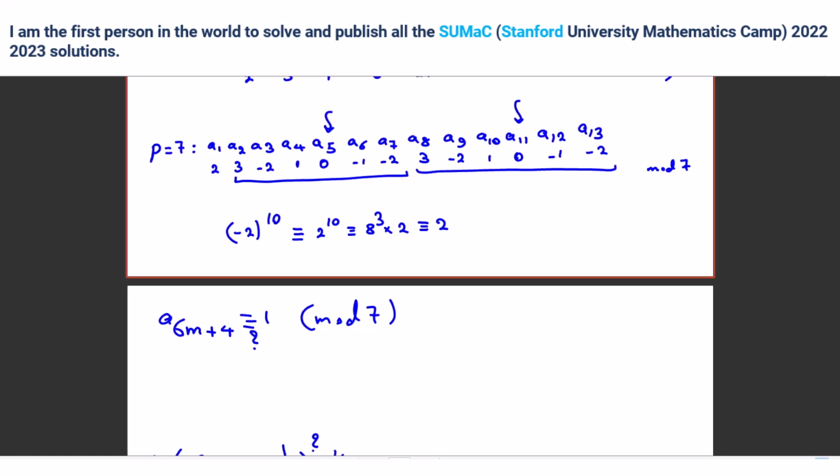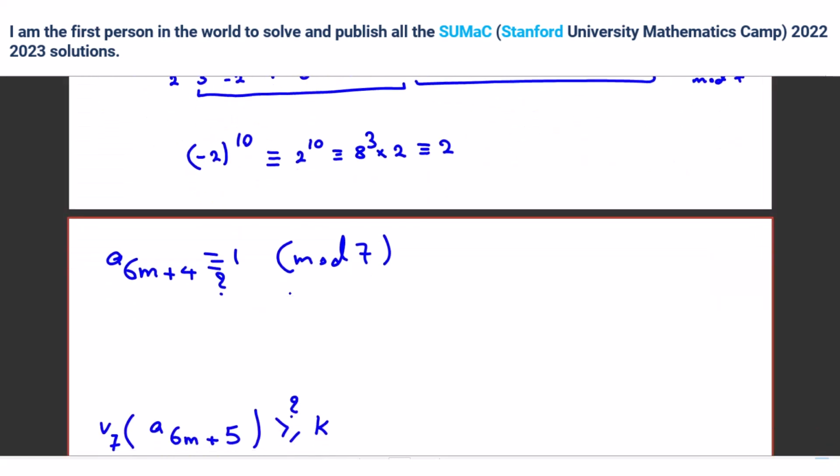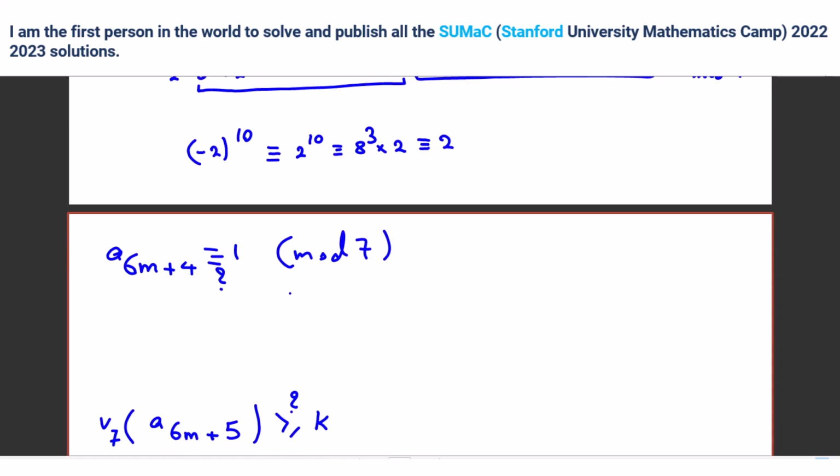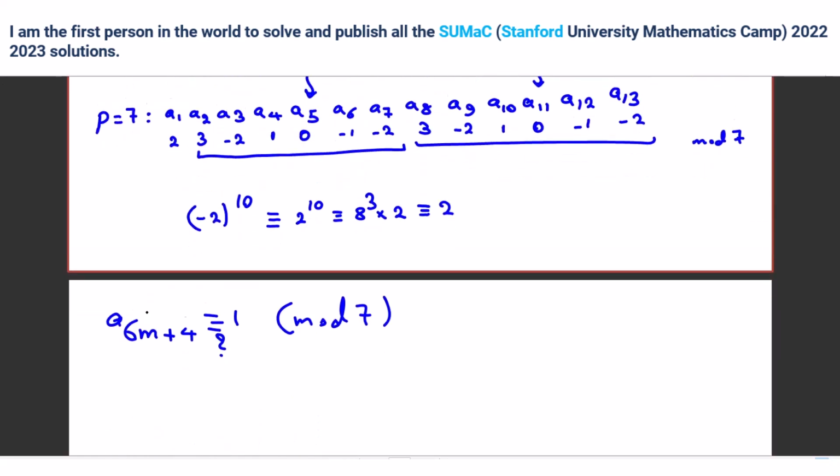You are trying to prove that a6m plus 4 is 1 mod 7. Yeah. And you want to use induction. You want to reach from 6m plus 4 to 6m plus 10. Yes. Okay, so let me write.